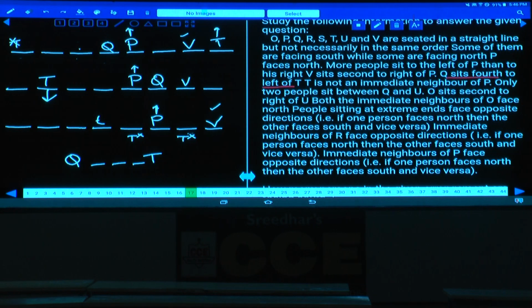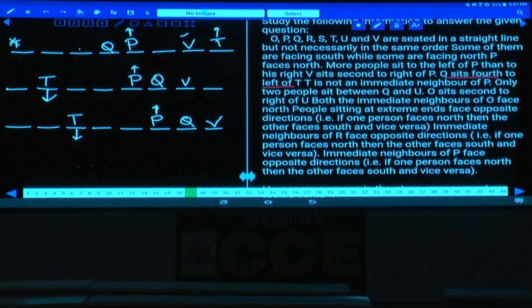Can T be at this place or not? Yes. If T is here, then this T is facing towards south, 1, 2, 3, 4, Q will be here and Q sits 4 to the left of T. Done with this? Q is 4 to the left of T. Then, what is the other possibility here? Now, T can be at the first place as well, isn't it?